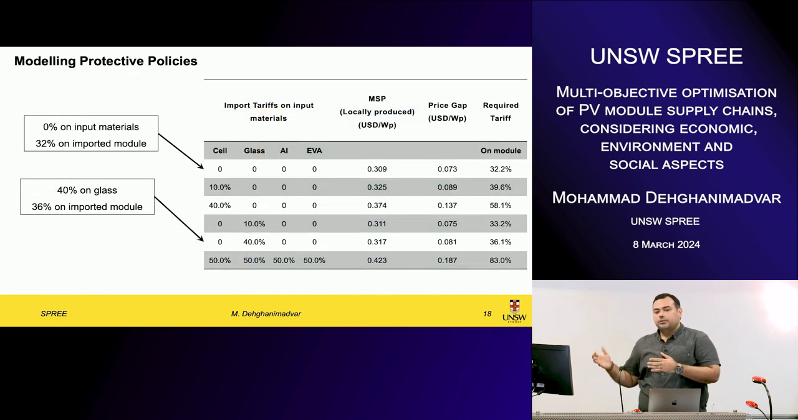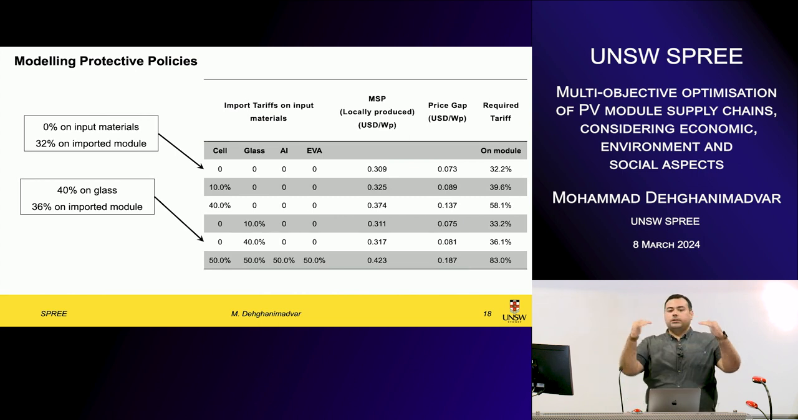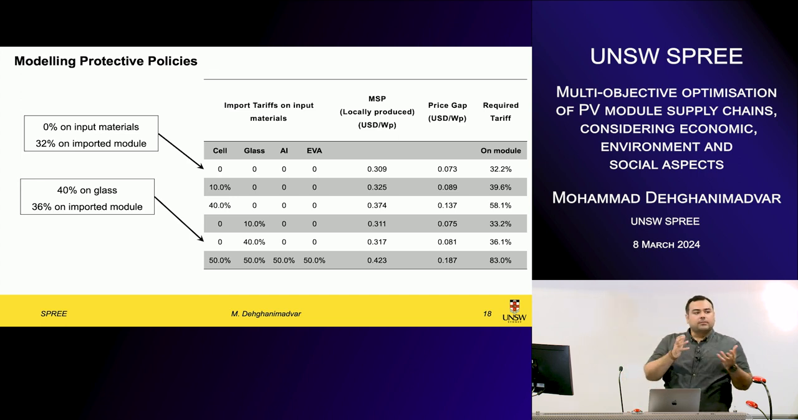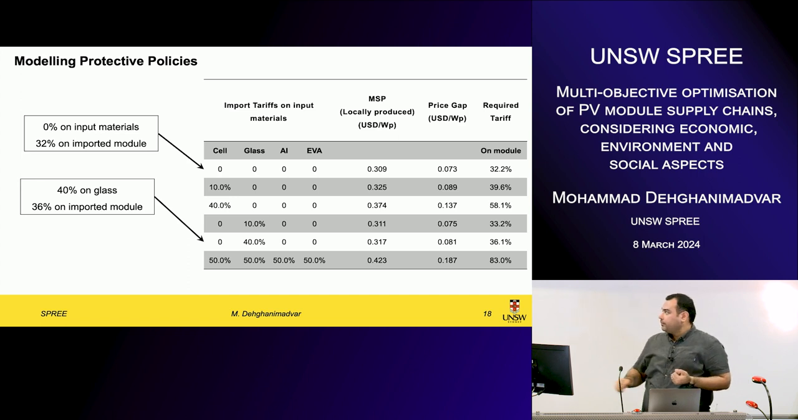Then this is supportive policy. The other approach was protective policy. In supportive policy, we basically say, this is where we make it, and this is where we import it, let's make it even. But in protective policy, we say, okay, we cannot inject money, so let's bring the market price up to match local manufacturing. So obviously, the drawback of this approach is that people are going to pay more for their modules in your market.